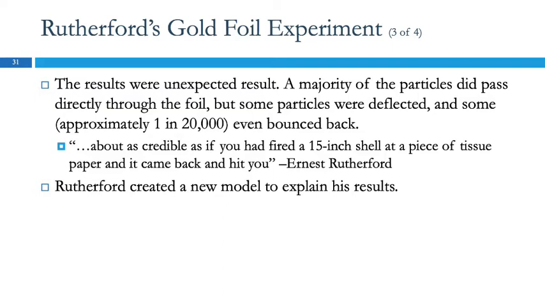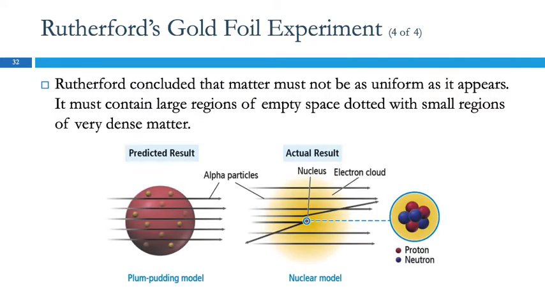So obviously the plum pudding model wasn't quite right, so they came up with a new model. From this experiment, Rutherford concluded that matter must not be as uniform as it appears. Here's the plum pudding model where everything's distributed evenly and alpha particles should just go right through. So it can't be that uniform.